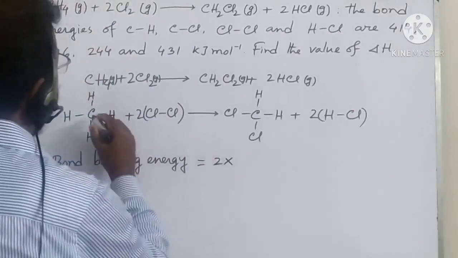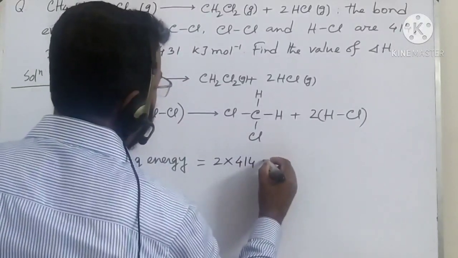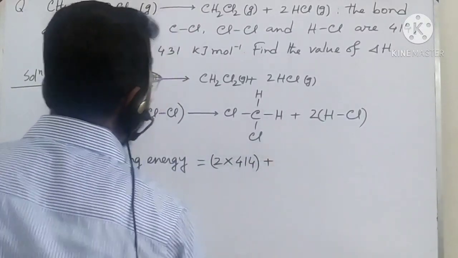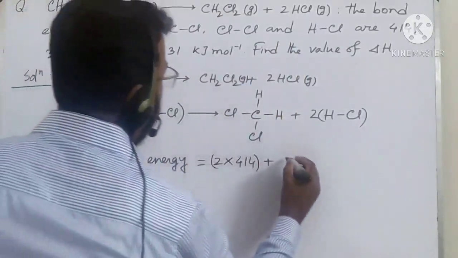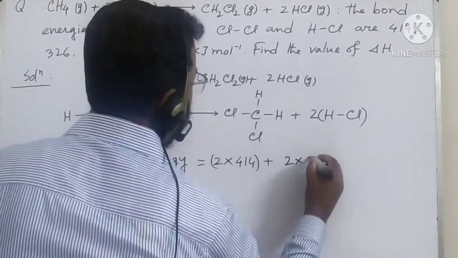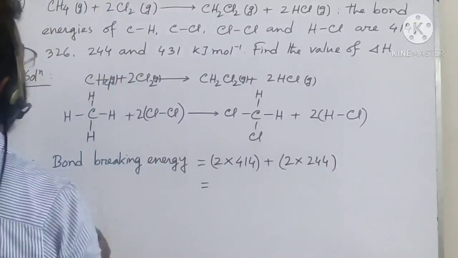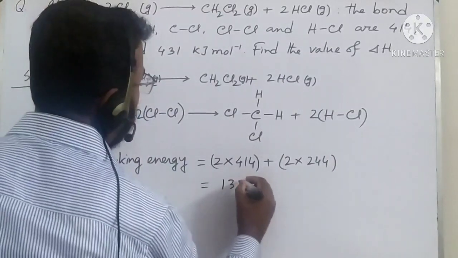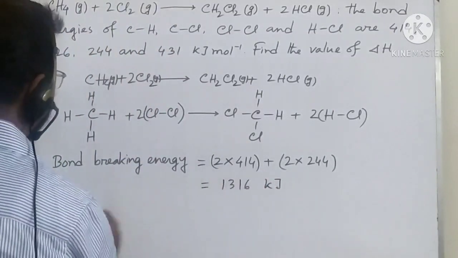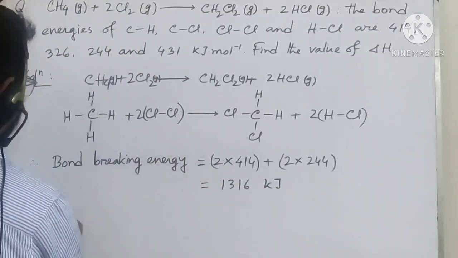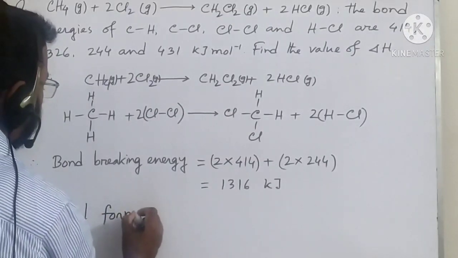So 2 into carbon hydrogen, it is given 414 plus the chlorine chlorine bond, it is given 244. Now if we calculate, it will be 1316 kilojoule. So this is the bond breaking energy. Now the bond forming energy.